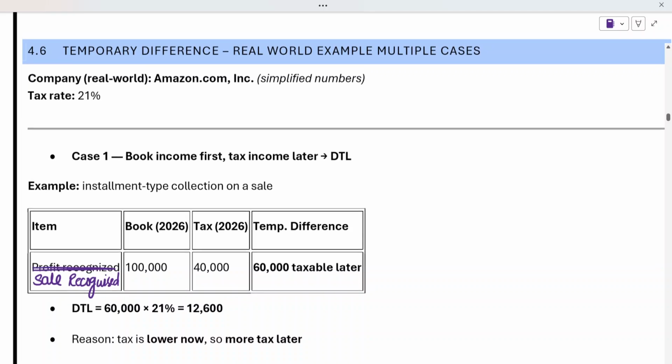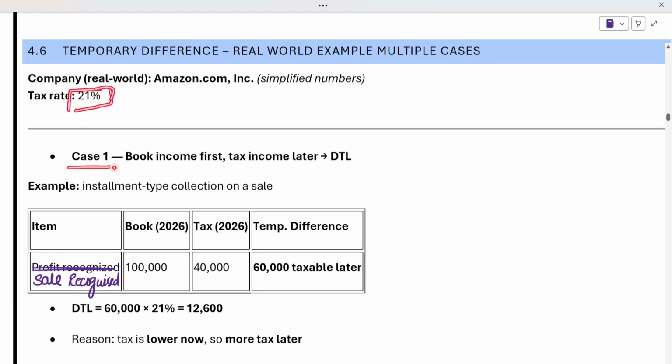Okay, so now let's try to understand some real world examples of temporary differences. What are they? And then we will see their textbook definition. So we know that there is a company whose name is Amazon and the tax rate is 21%.